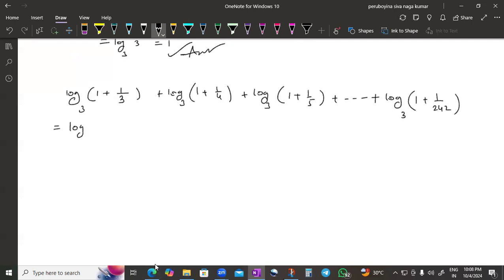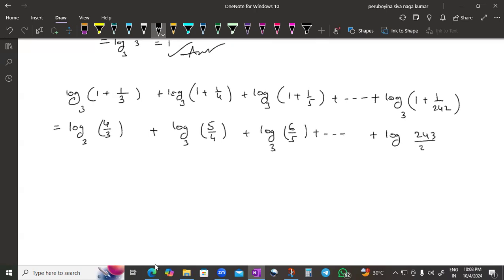Now, first we will solve this LCM part. It will be log base 3 of 4 by 3, plus next log base 3 of 5 by 4, and then 6 by 5. If you do LCM, we are getting like this, and so on. You can see the last number is 243 by 242 after doing LCM, base 3.